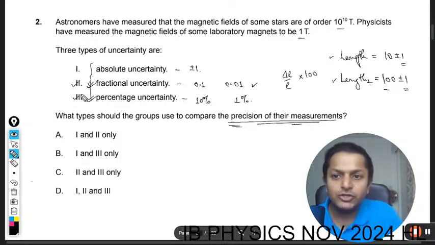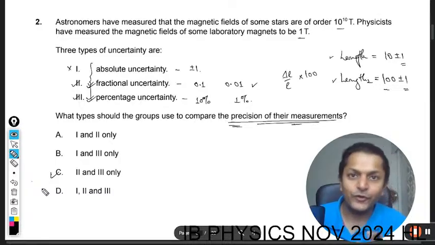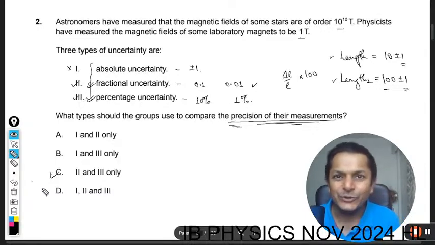So the answer will be 2 and 3. So 1 is wrong. So C will be the correct answer for this question. And this is how we do this question.